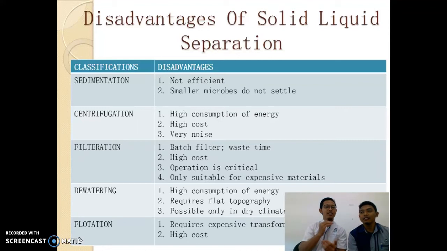Okay, next, the dewatering process. In the dewatering process, the disadvantages are that it needs a high consumption of energy, and it also requires a flat topography. And it can be done only in dry climates. Do you know dry climates? Yeah, so the sun.